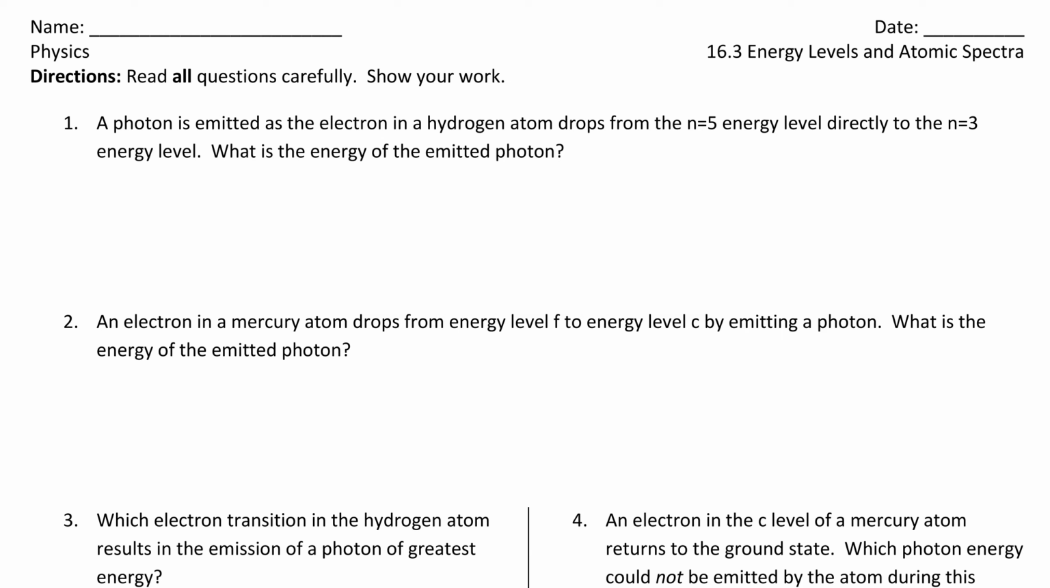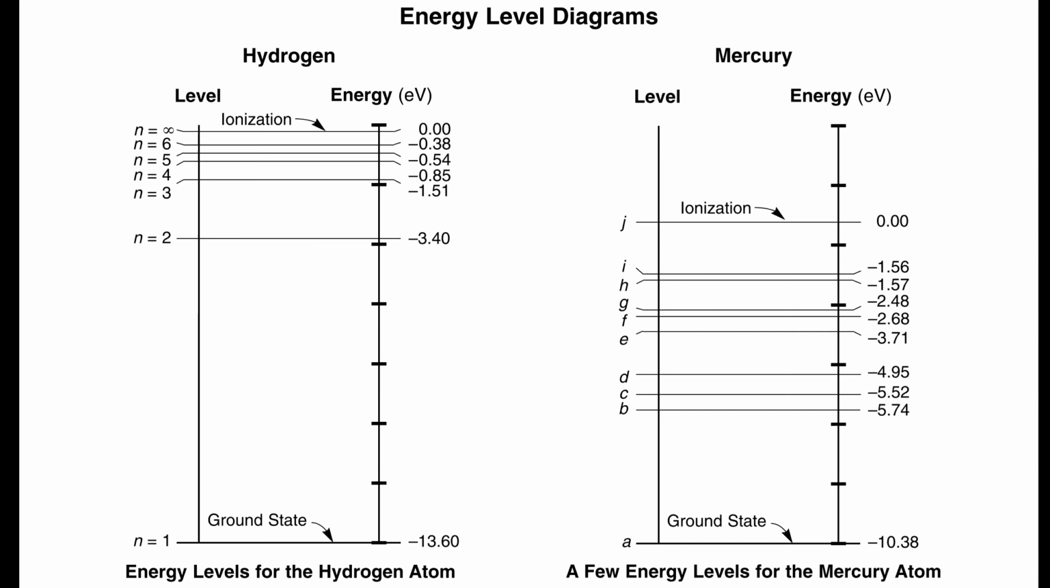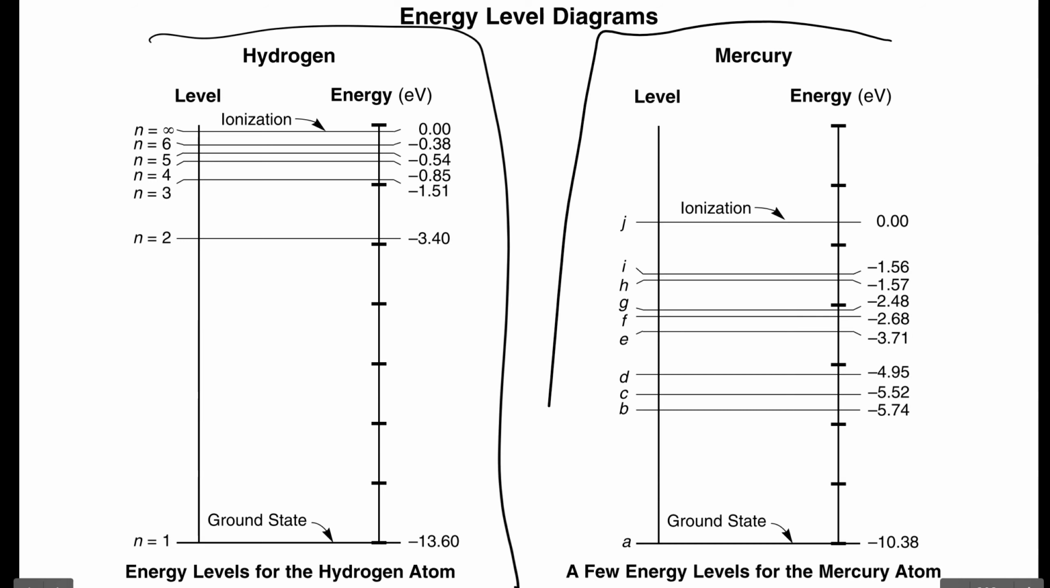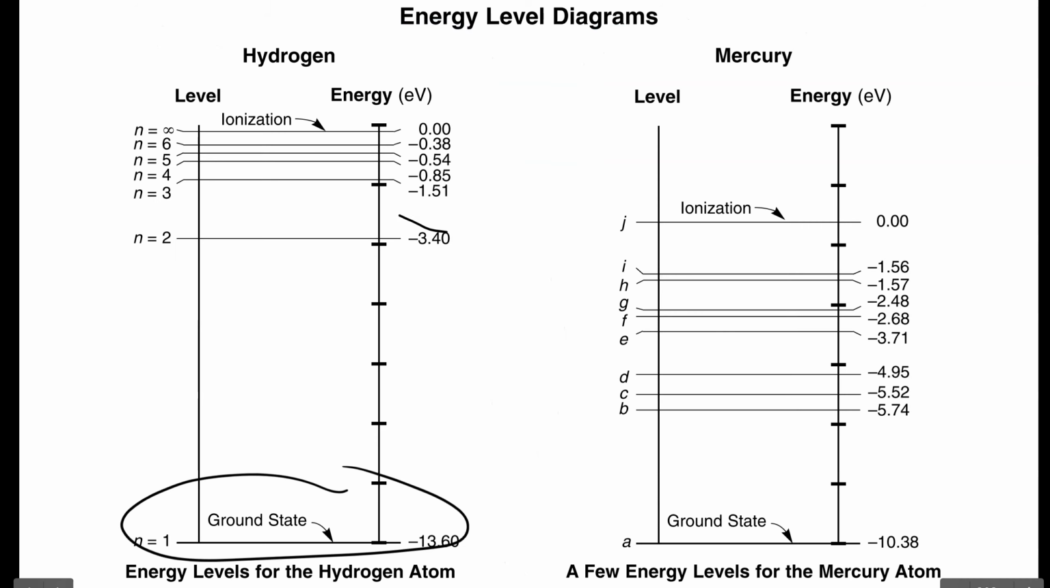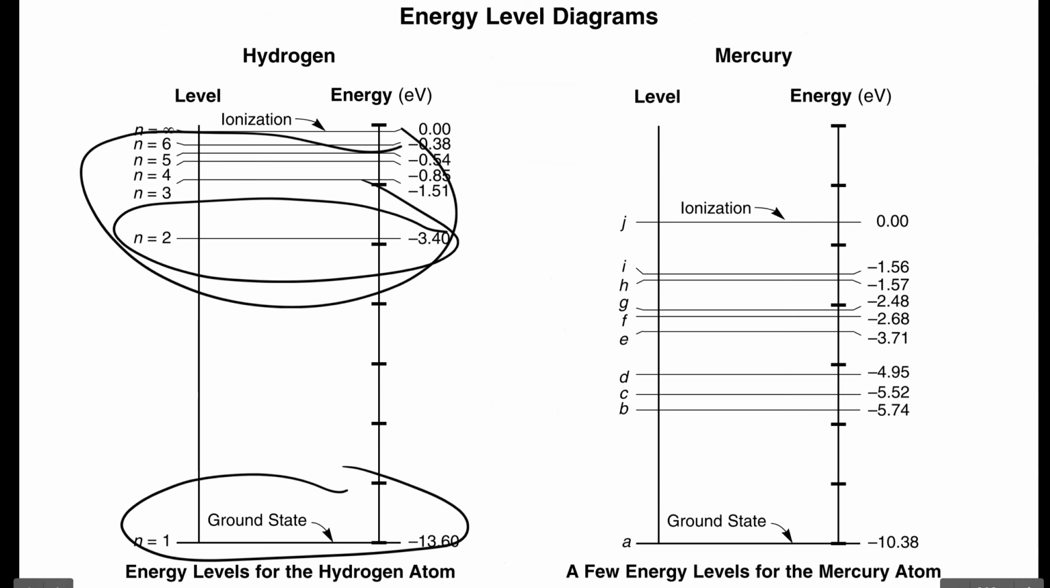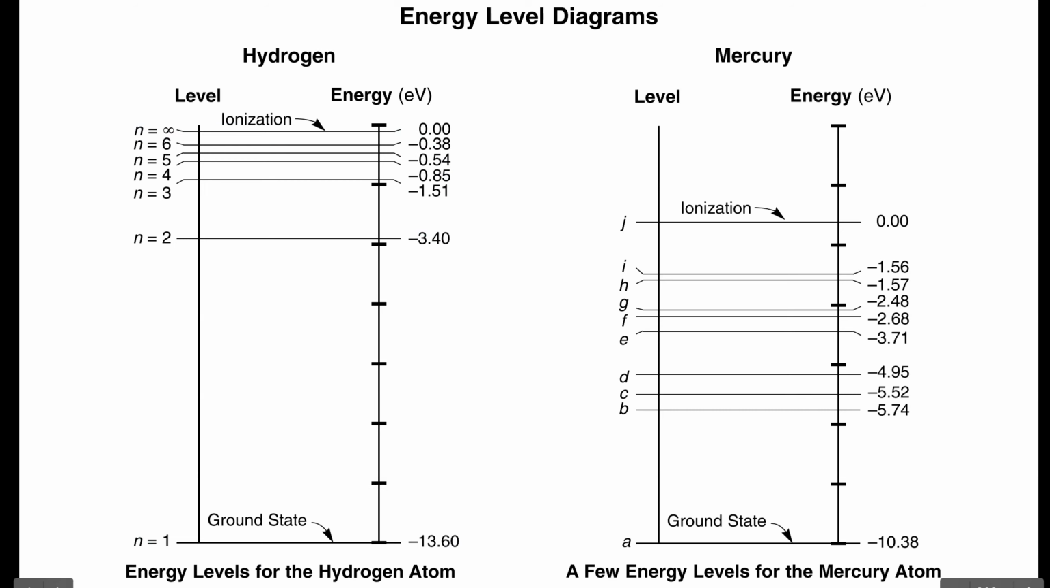Hi, and welcome to 16.3 Energy Levels and Atomic Spectra. In this lesson, we're going to be heavily using this table, which is located on page 3 of your reference table. And actually, there's two separate things going on here. This is for a hydrogen atom and a mercury atom, and it's showing the energy levels of an electron in that hydrogen atom and mercury atom.